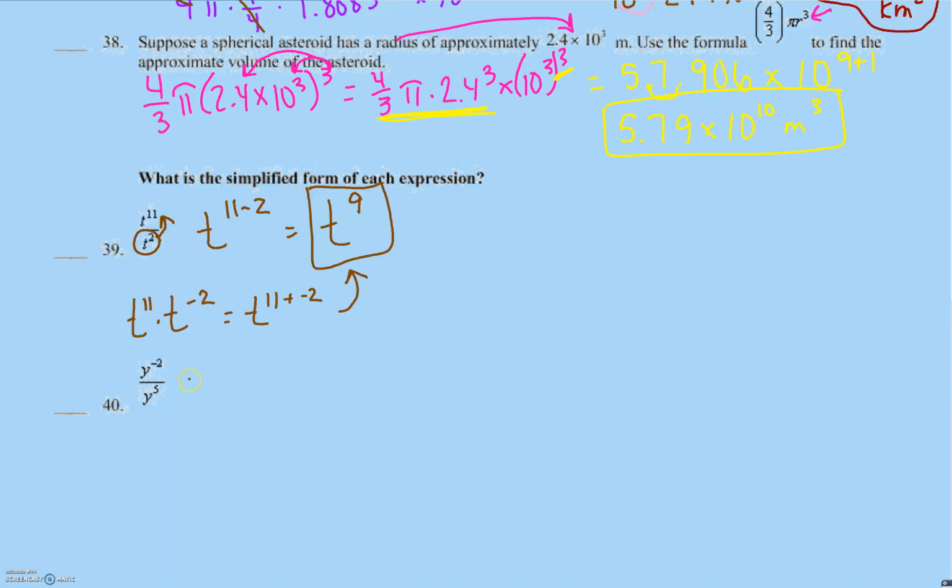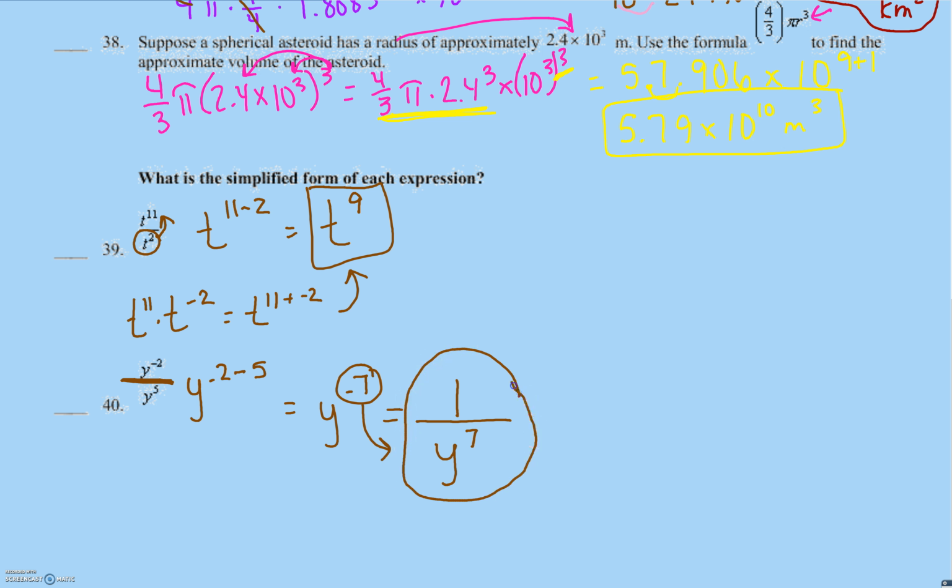Same idea in 40. We take y to the negative 2nd power. Since we're dividing, fraction bar means divide, powers with the same base, we subtract our exponents, which gives me y to the negative 7th power. Again, we want to try and not leave any negatives in our exponents. So because it's negative, I take that whole factor to the denominator, and I just change my exponent sign and make it positive. Put a 1 in my numerator if there's nothing else left.